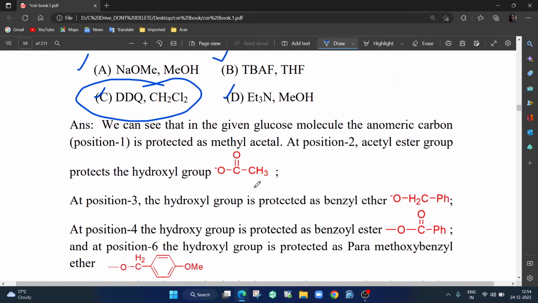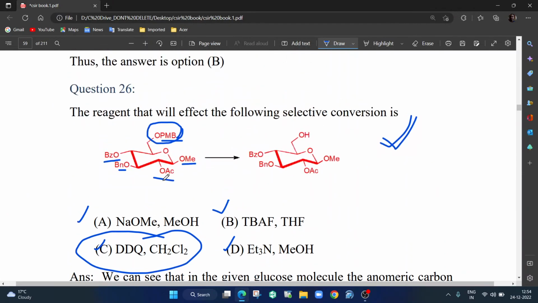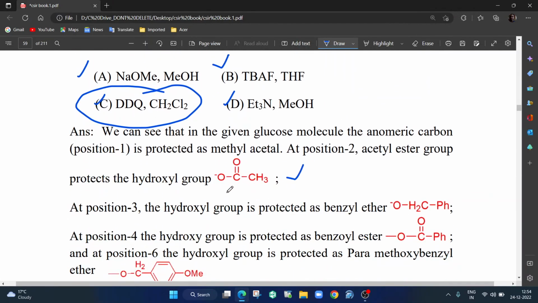So, what are the groups we are having? We have acetyl at position 2, OCOCH3, so it is an ester group. At position 3 you are having benzyl, an ether, a beautiful protecting group. It goes out easily in hydrogenation, so it is a catalytic hydrogenation. You just put a balloon with hydrogen and palladium catalyst on charcoal. So very mild condition, but otherwise it is very sturdy. It will not get removed even in acidic or basic condition.